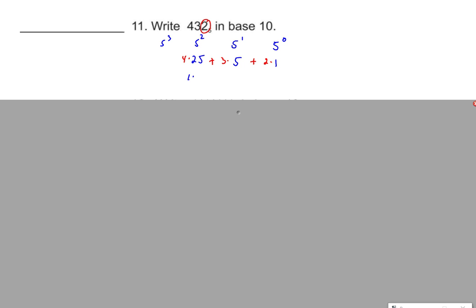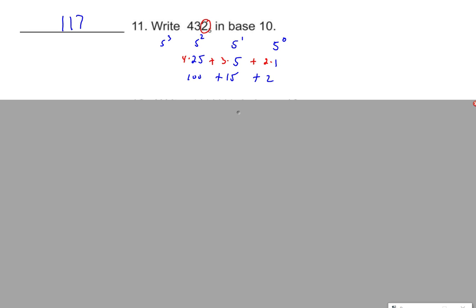And this looks like 100 plus 15 plus 2. So it looks to be 117 to me. And I'm not going to write subscript 10 because normal is base 10. Right? We changed from base 5 to base 10.